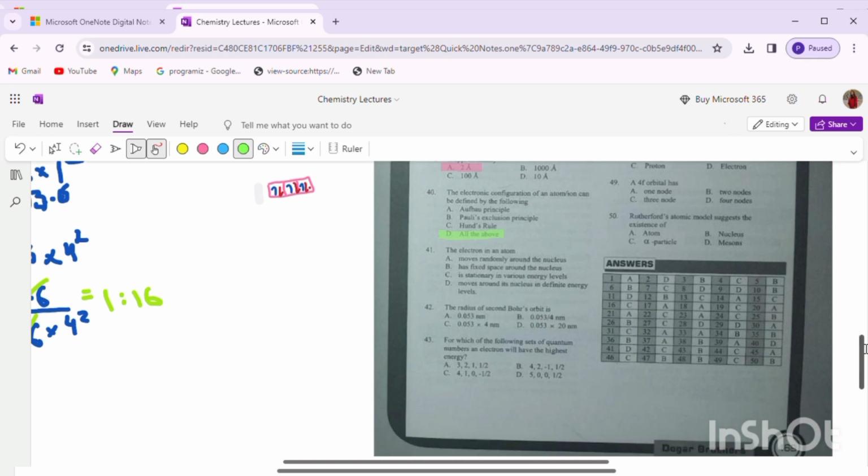What is the 41st MCQ asking us about? The electron in an atom. The electron in an atom moves randomly around the nucleus, okay. Has fixed space around the nucleus, okay. Is stationary in various energy levels, okay. What does D say? Moves around its nucleus in definite energy levels. So yes, this fourth option is of course correct. It moves around its nucleus with specific energy levels.